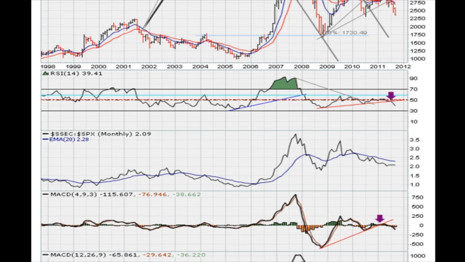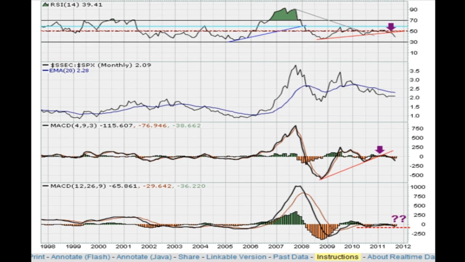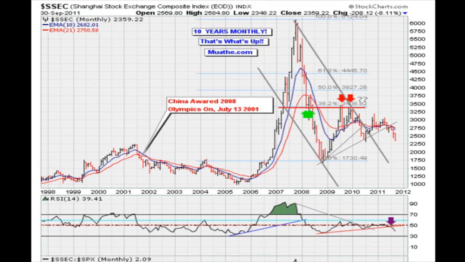Also, notice the main MACD could be breaking a trend line to the downside there. That's why I have the question mark. My question mark is, are we going to see further lows in the market? Now, I promised to make the video short, but I think I might just stop there.